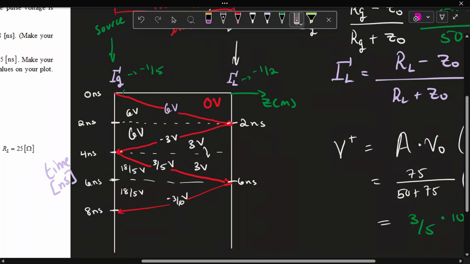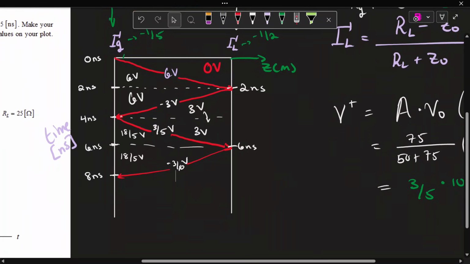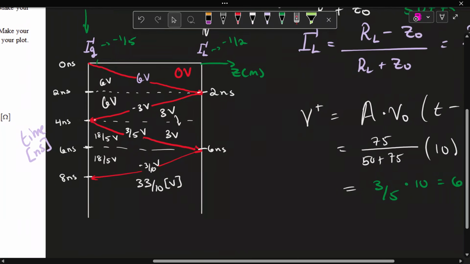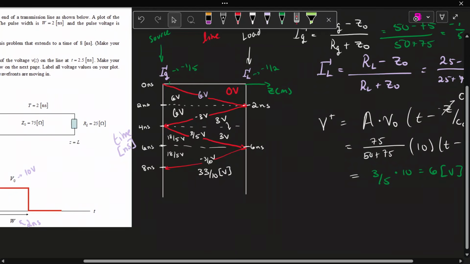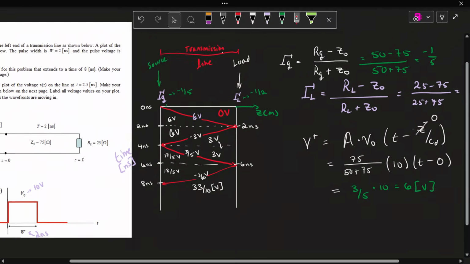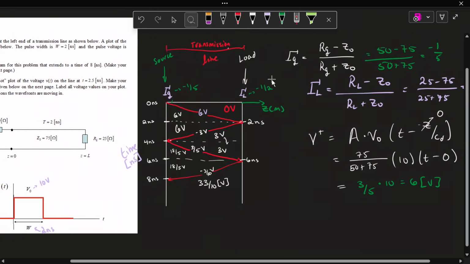And then what we do is we add 18 over 5 plus negative 3 over 10. So that's 36 minus 3 is 33. So we then get 33 over 10 volts. And we just finished the bounce diagram, or the first bounce diagram. Notice this, I said first. We'll move this down so we have more space.